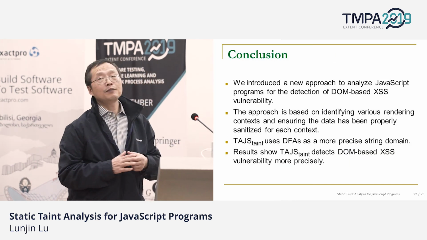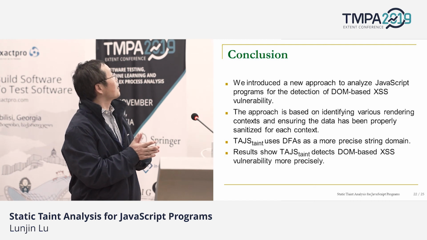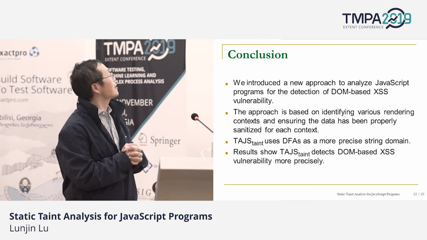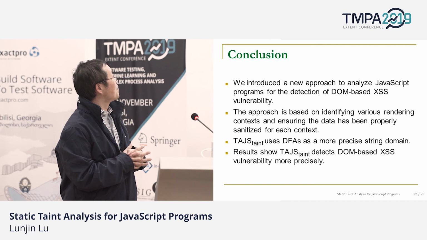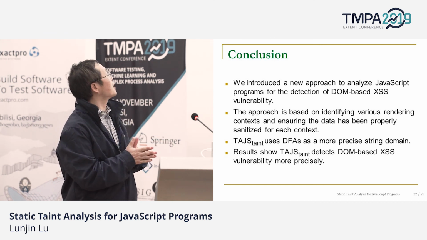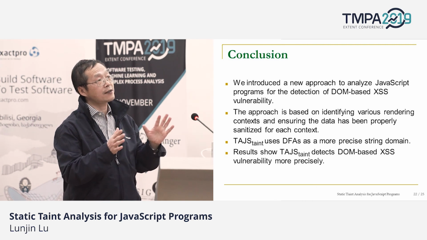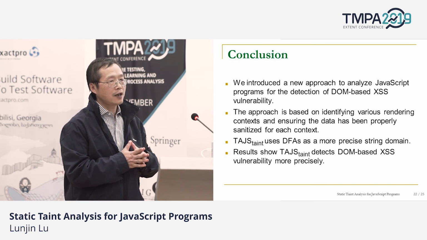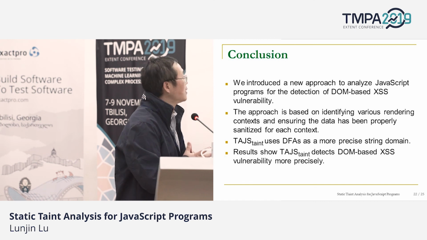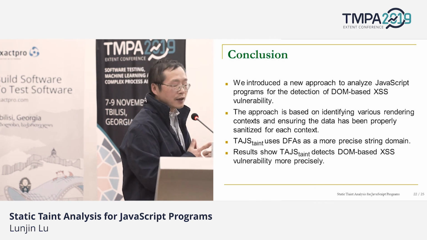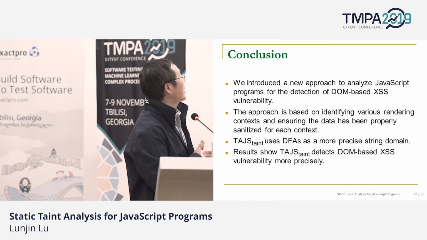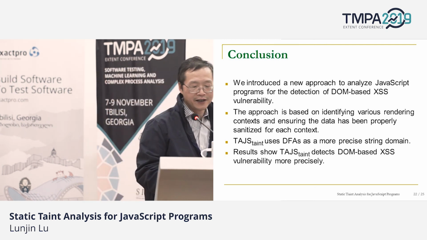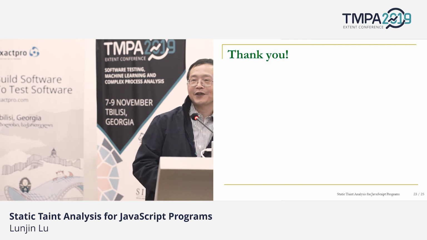So in conclusion, we presented a new analysis for JavaScript programs for detection of DOM-based cross-site scripting vulnerabilities. Basically, we distinguish between different rendering contexts. We build that context information into our analyzer, and we also use a more precise property domain for string analysis. The result, of course, is that this new analyzer can detect DOM-based cross-site scripting vulnerabilities more precisely than previous approaches. That's my presentation.